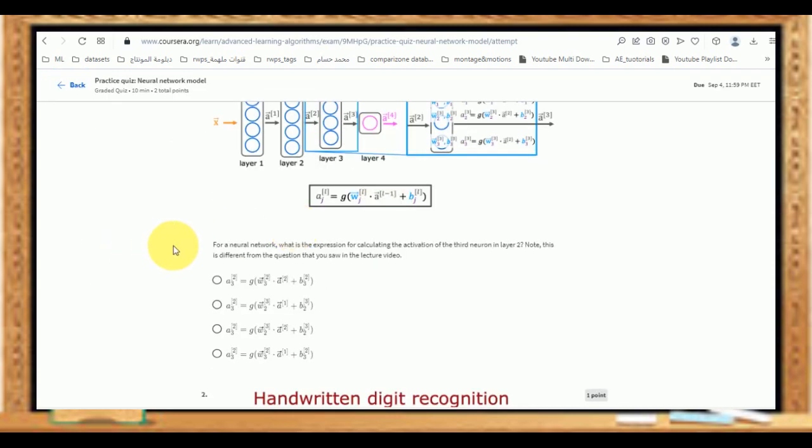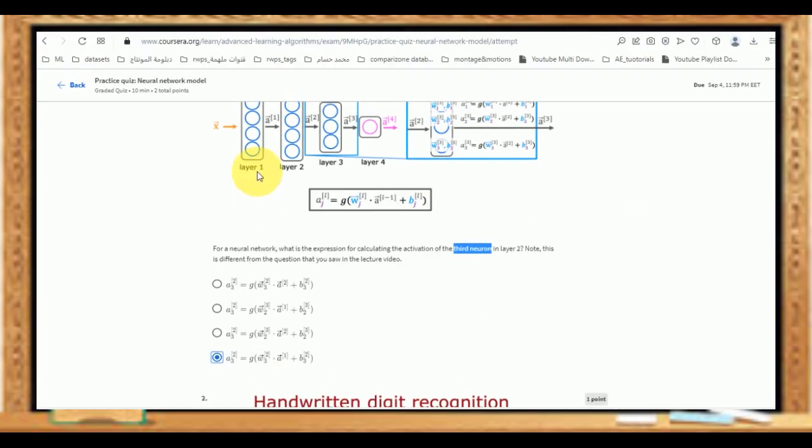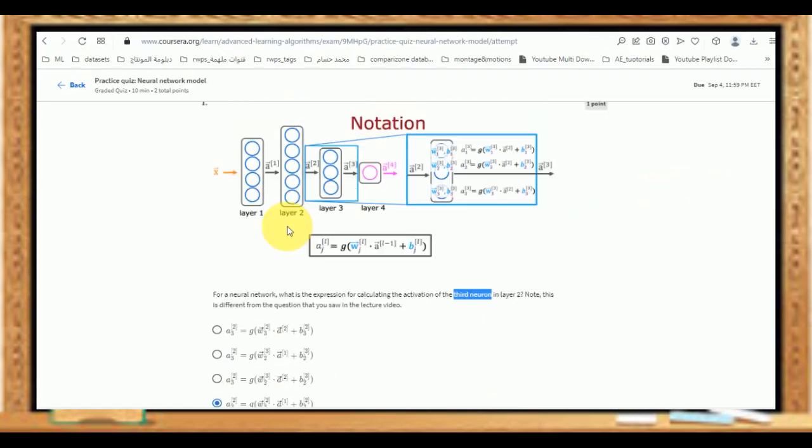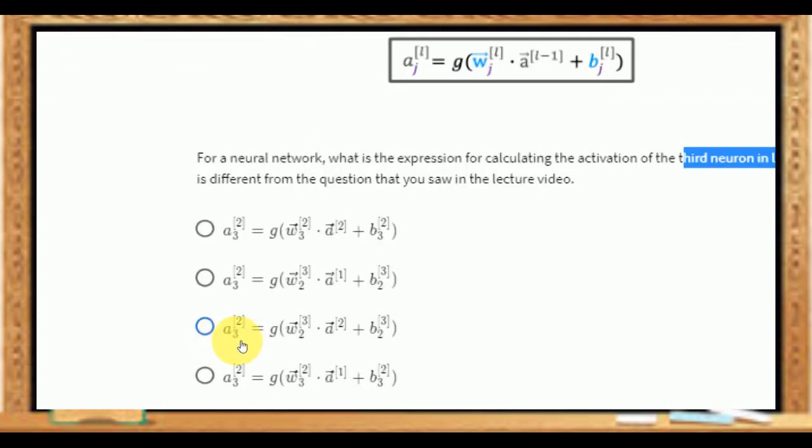The question is, for a neural network, what is the expression of calculating the activation of the third neuron in layer 2? We will look with you at the graph. This is this layer what he wants. Second layer, which has activation function A1. Third neuron. This is the number of neurons written below and order of layers is written above.